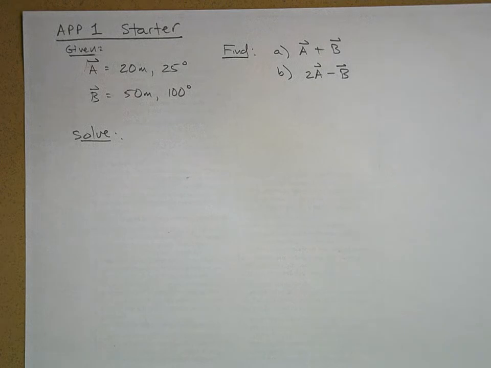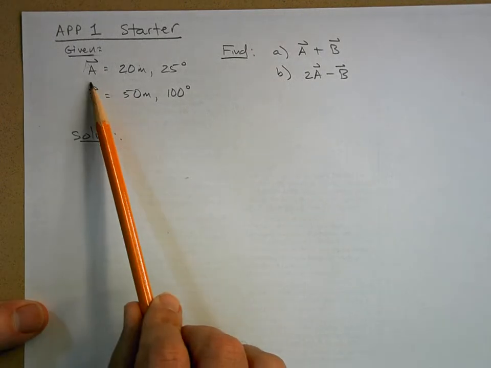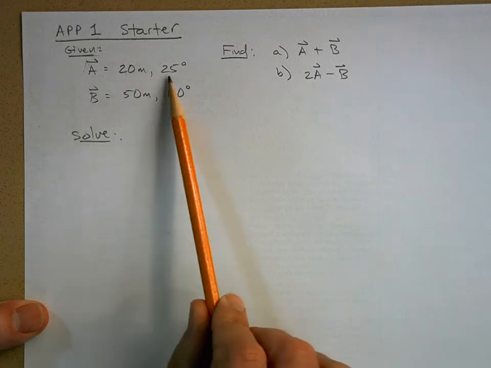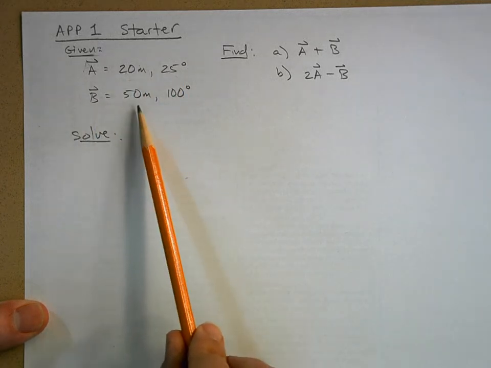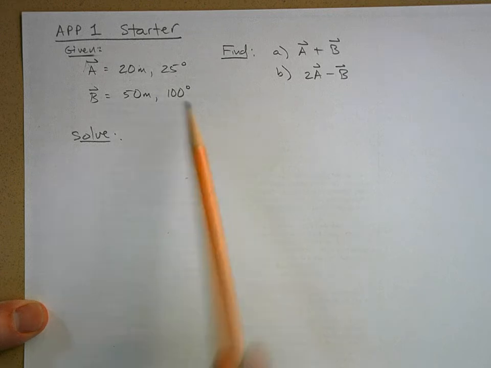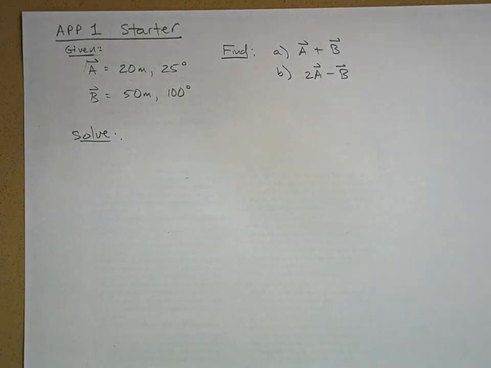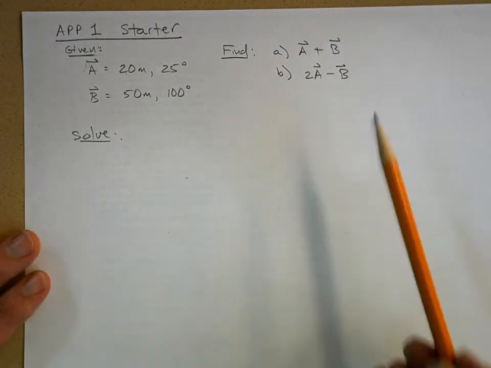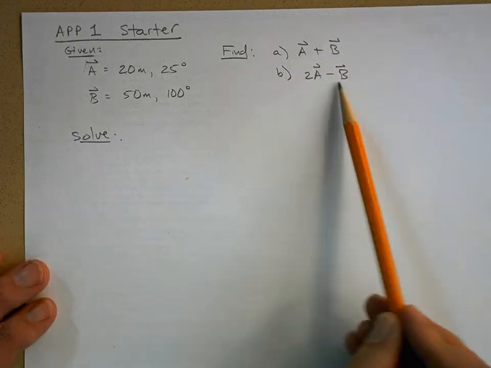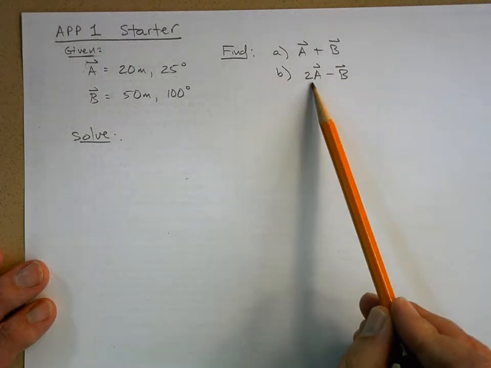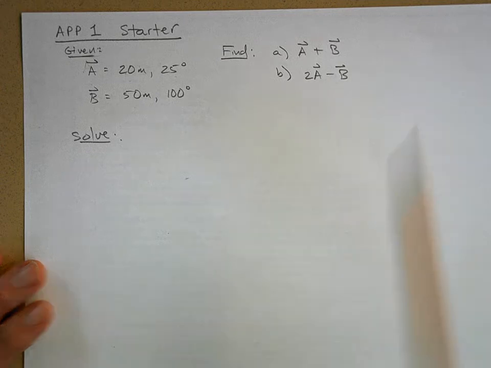All right, let's do this starter. Here's what's given. Vector A is 20 meters at 25 degrees. Vector B is equal to 50 meters at 100 degrees. And so we want to add them together, and then we want to do this crazy thing. What is 2 times A minus B? What is that equal to?